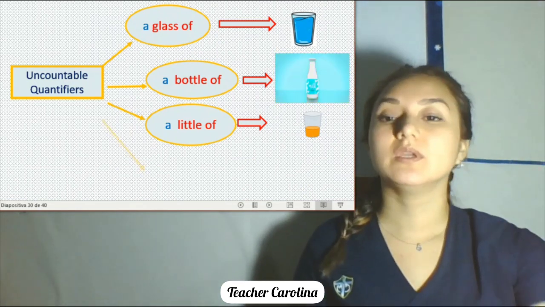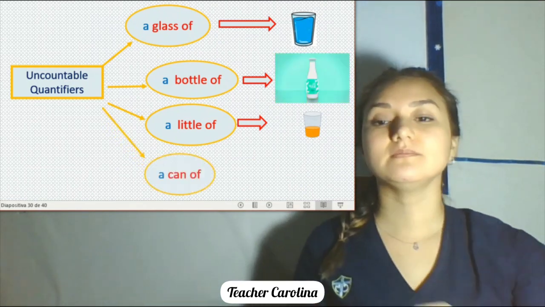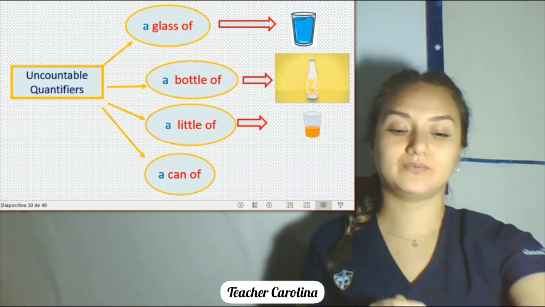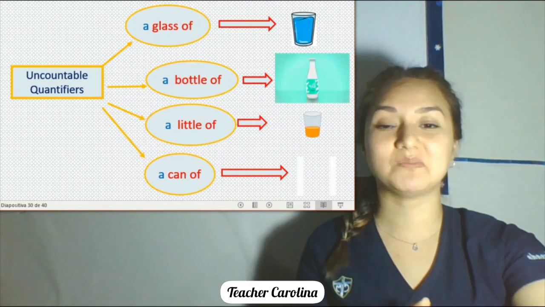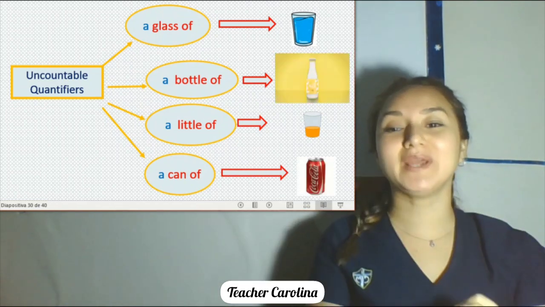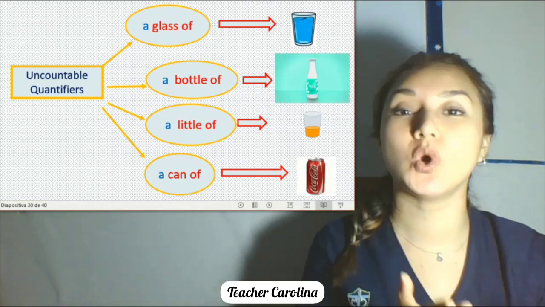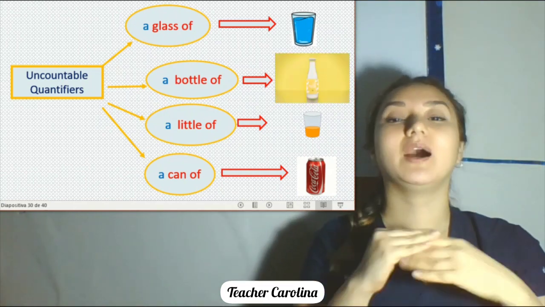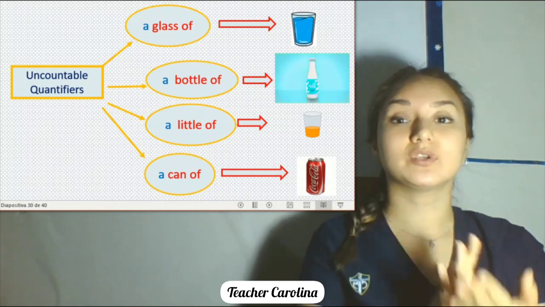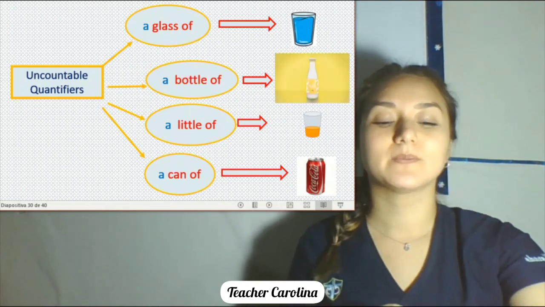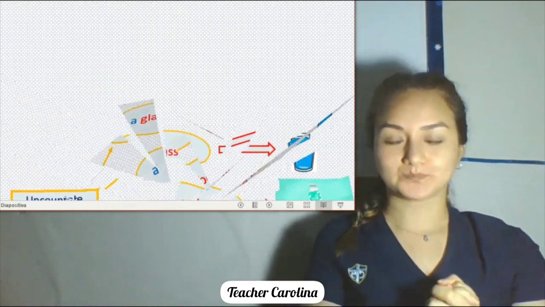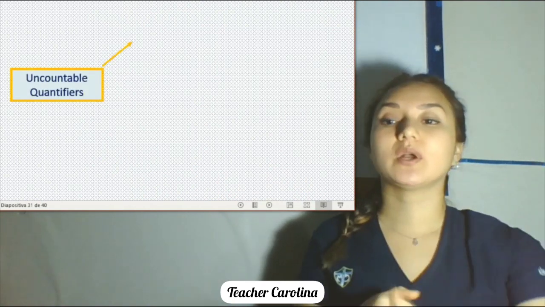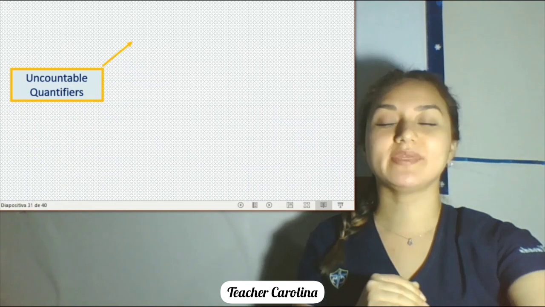Okay, so now in here, a can of, right? A can of. And we have in here an example, Coca-Cola, right? A can of soda. Remember, Coca-Cola, Inca-Cola, all of them are soda. A can of soda, right? Now, as I told you, we are going to continue with the uncountables quantifiers.